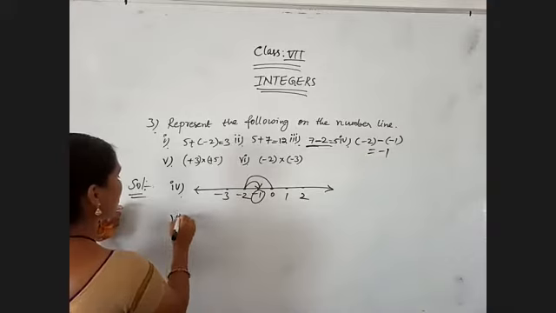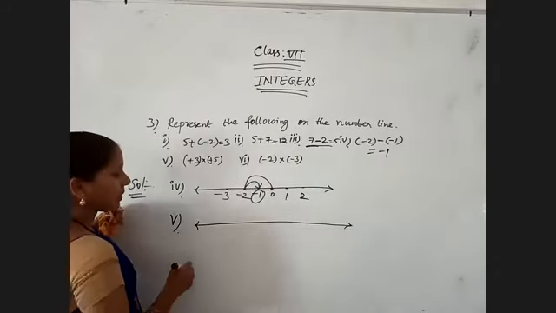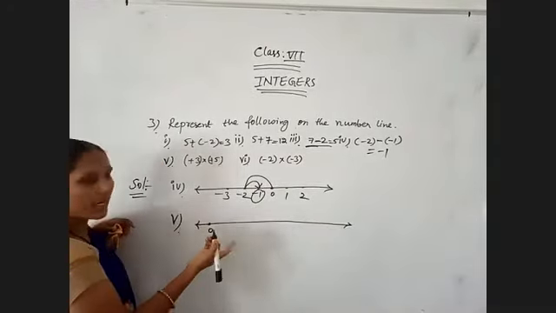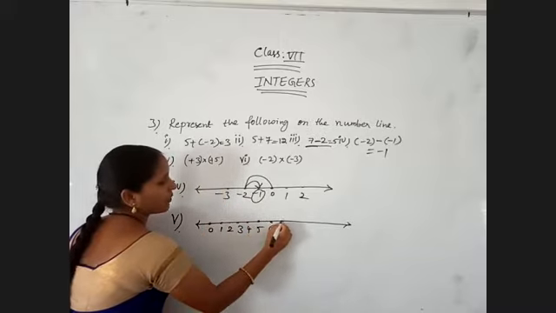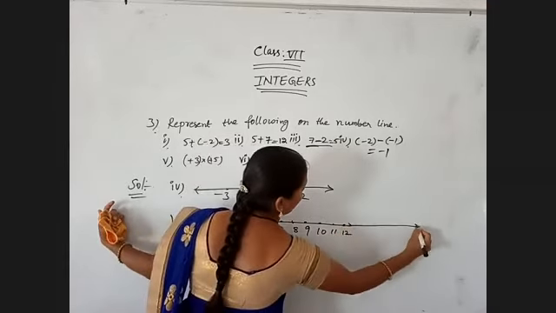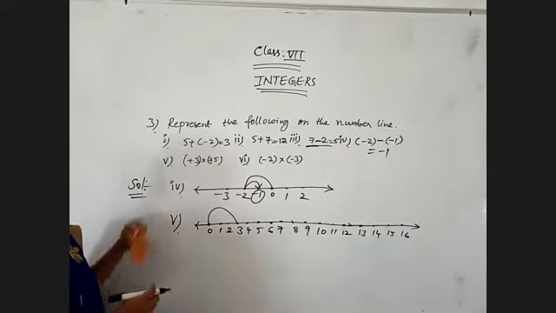Now coming to the fifth question. 3 into plus 5. Yes, 3 into plus 5. Both are positive numbers, so we will get the answer on the right side. 1, 2, 3, 4. We know that 3 times 5 is 15. That's why we use 15 numbers, and then 7, 8, 9, 10, 11, 12, 13, 14, 15, and 16. Now, the first number is plus 3. 0 to 3. Whatever the first number is, we need to take from 0.